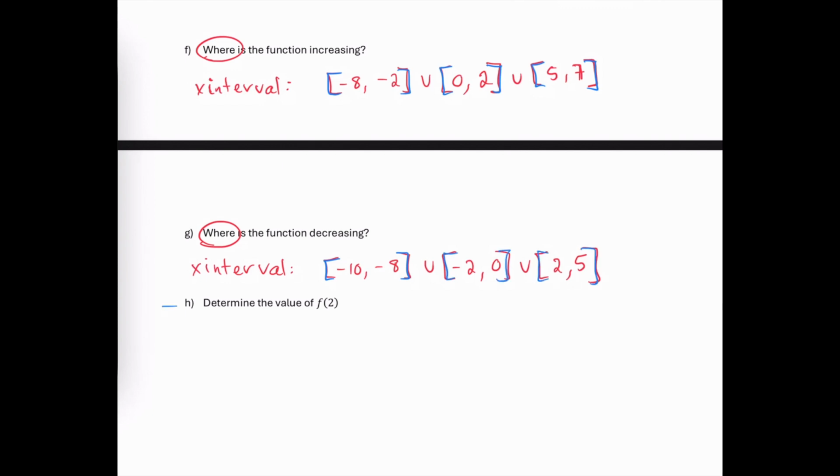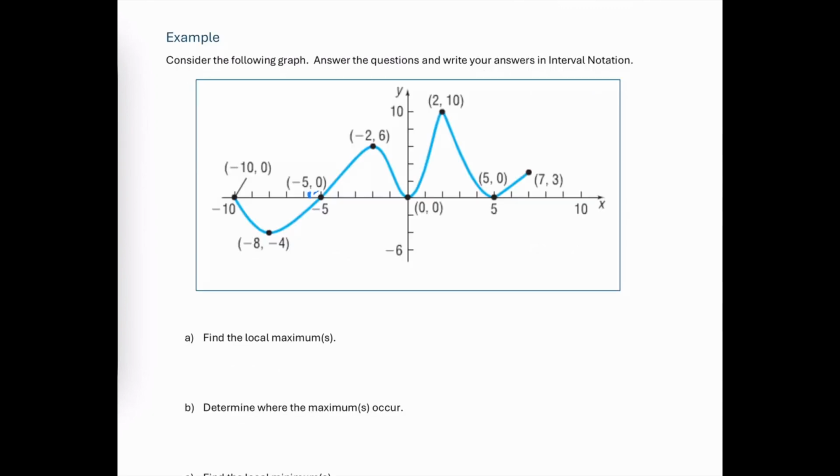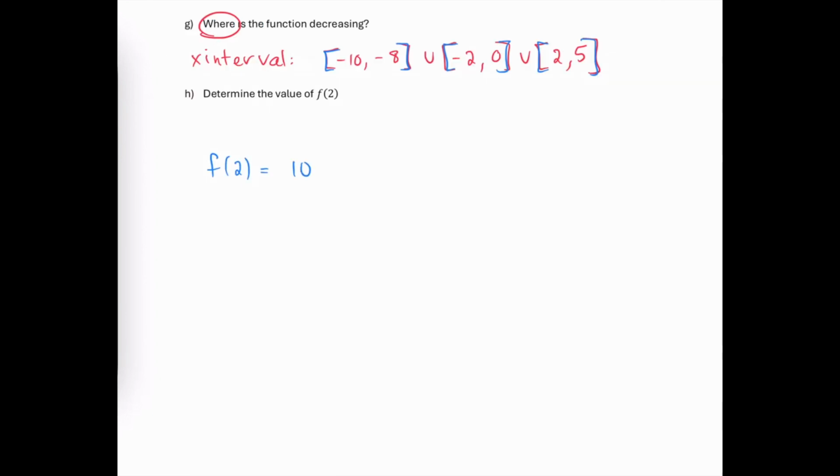And the last question says to determine the value of f at 2. F at 2 is going to be a y value, the y coordinate of the ordered pair where the x coordinate is equal to 2. So we go back up to our graph, and in order to determine the function evaluated at 2, we're looking for the ordered pair that has an x coordinate of 2. The y coordinate that completes that ordered pair is that function value. So down here we'll just say f at 2 is equal to 10.